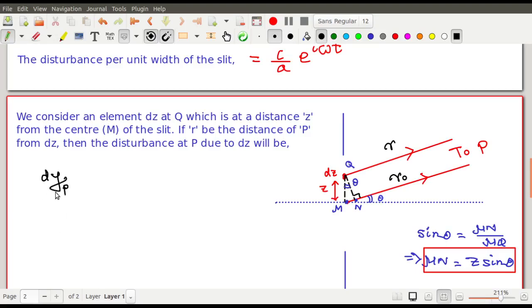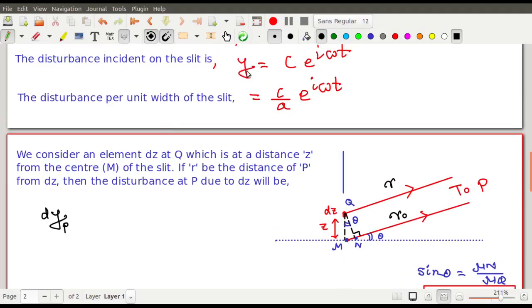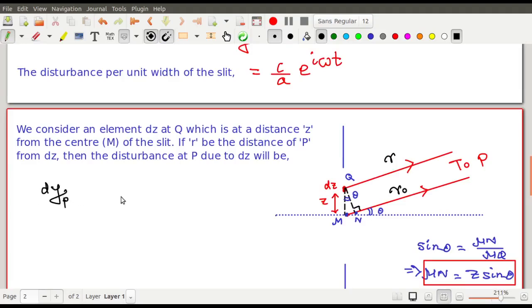Why do I call it yp? The effect at the point capital P, so that's why yp. Y was the initial displacement, and now this one I write yp, the effect at the point capital P. Why do I write a d? D কেন লিখছি? So you have to write a d over here because it is due to the small element dz, যেহেতু small element dz এর জন্য, so that is why you write dyp, and this dyp will turn out to be c by a e to the power i(omega t minus kr) into dz.